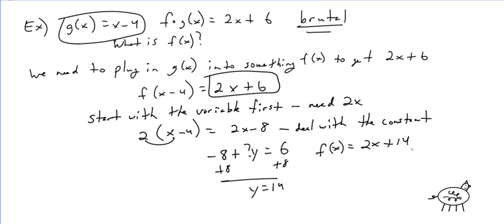Okay, that kind of compensates for that. That's the deal, is we have this minus 8, and we need to figure out, hey, how do I get that minus 8 to give me the 6? Well, I add 14 to it. So this is my f of x.